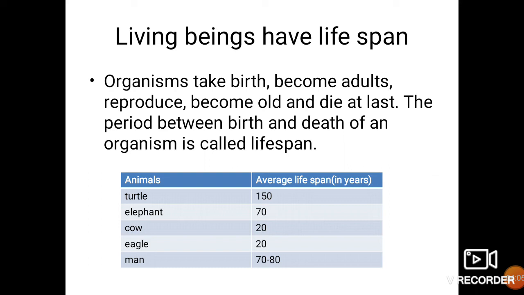For example, a turtle's average lifespan is 150 years. Elephant, 70 years. Cow, 20 years. Eagle, average lifespan is 20 years. And man, 70 to 80 years.